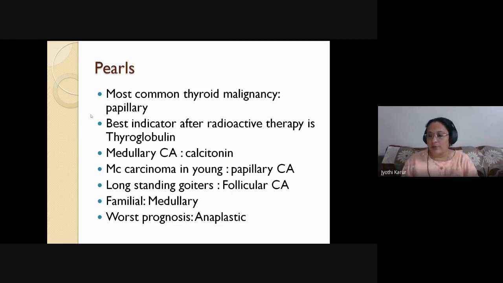If you come to the pearls, just remember, in order to summarize: the most common thyroid malignancy is papillary carcinoma. The best indicator after radioactive therapy or even after surgery is thyroglobulin. For medullary carcinoma, the marker is calcitonin. The most common carcinoma in the young is papillary. The carcinoma occurring in long-standing goitres is follicular carcinoma. Familial carcinoma is medullary carcinoma. The worst prognosis is with anaplastic carcinoma.